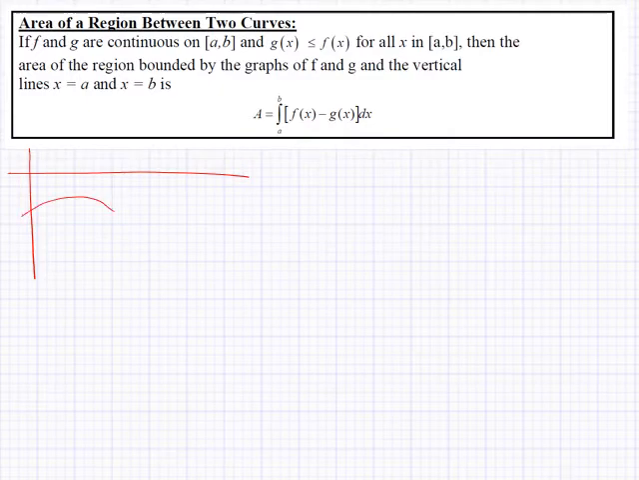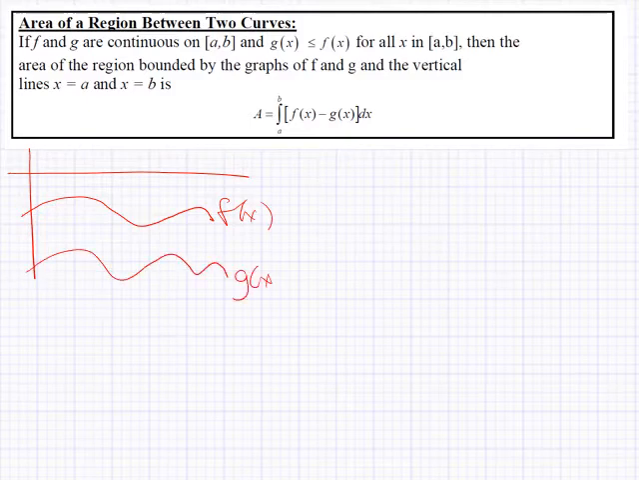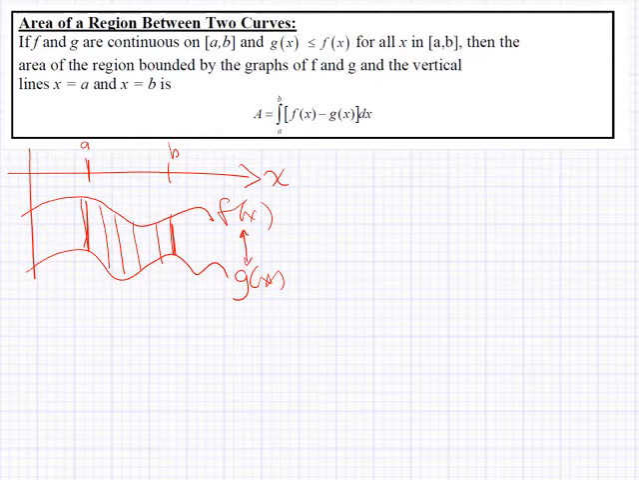So let's say we have this scenario. Here is f of x. Here is g of x. Here is the x-axis, and I want to find the area between these two functions. So here's a, here's b. Now, they're both below the x-axis, but f of x is still above g of x for this entire interval. Okay?